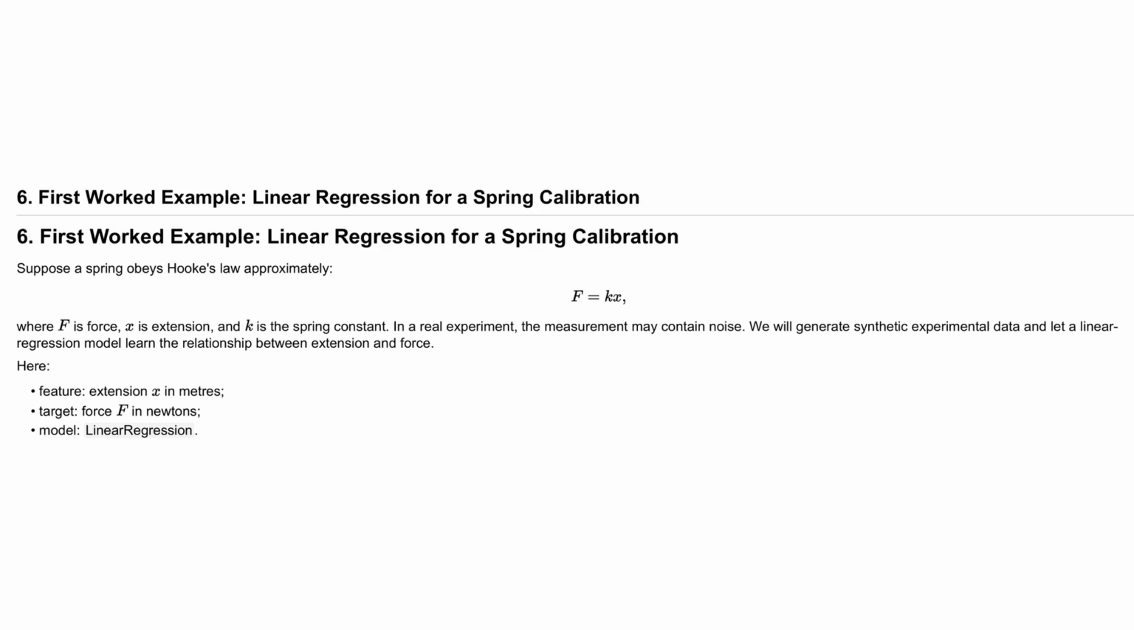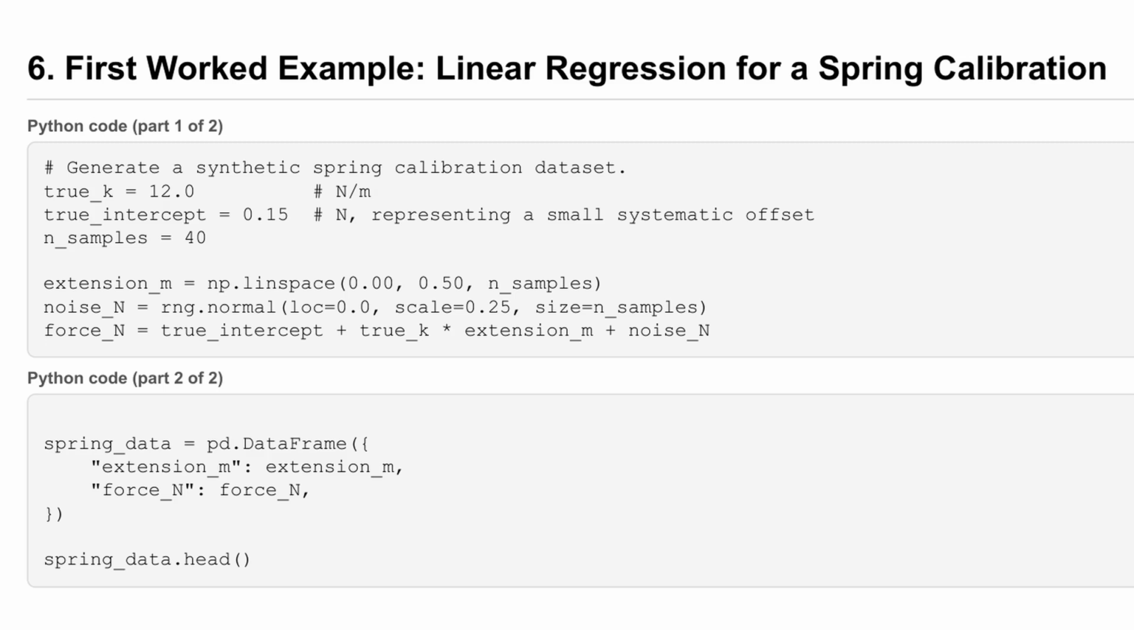Let us apply this workflow to a familiar physics problem: spring calibration. According to Hooke's law, the force is proportional to the extension. We will use a linear regression model to learn the spring constant from synthetic experimental data that includes some measurement noise. In this code block, we generate our synthetic data set.